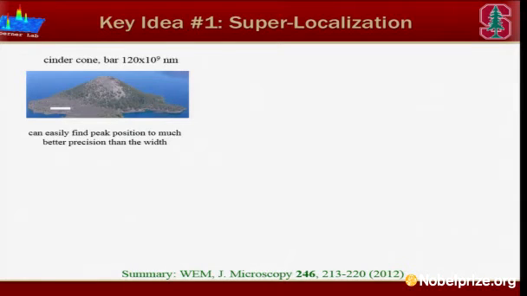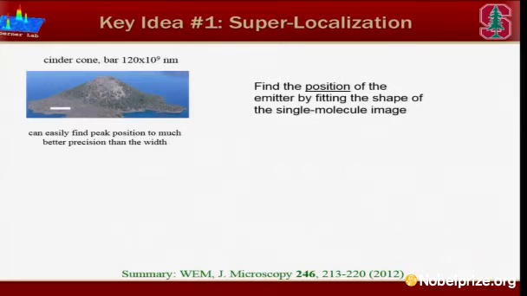Here is a little cinder cone mountain in the middle of Crater Lake in Oregon in the United States. And that scale bar there is 120 times 10 to the 9th nanometers. So this is human scale, of course. You know that if you take your cell phone, which has GPS capability, and walk to the top of this mountain, you can determine the position of the center of the mountain to very, very high precision. That's the basic idea for superlocalizing single molecules: find the position by fitting the shape of the single molecule image.